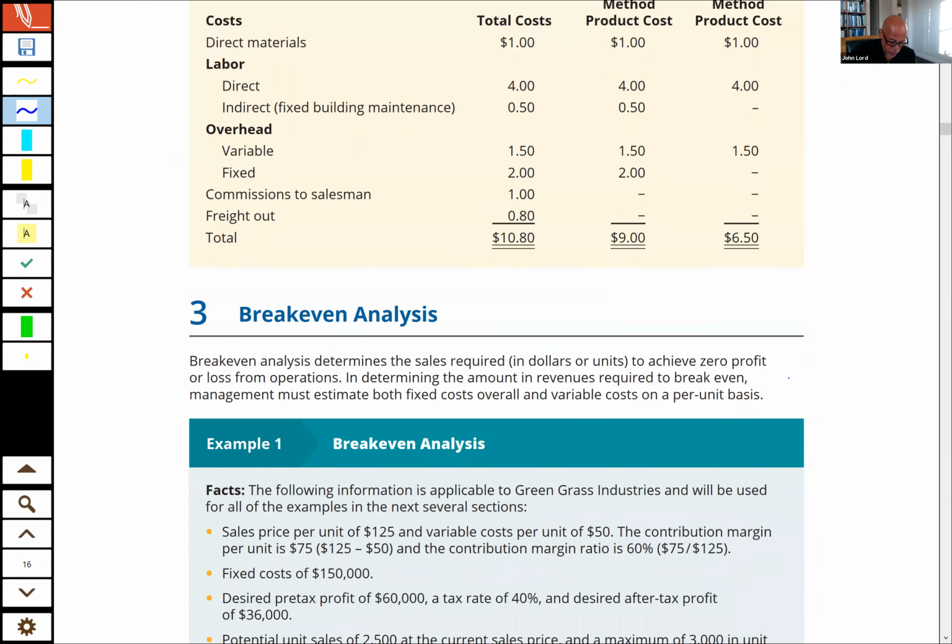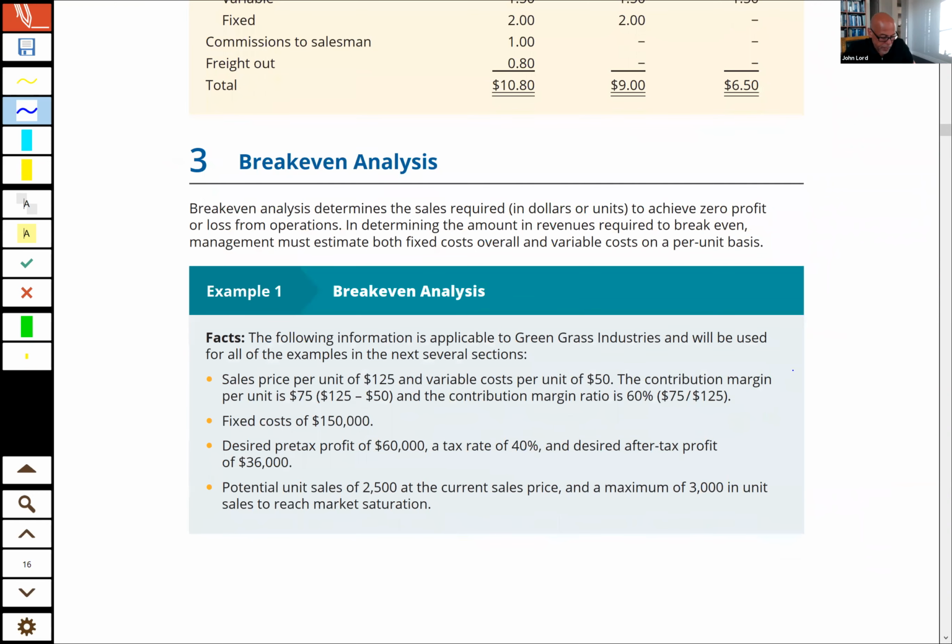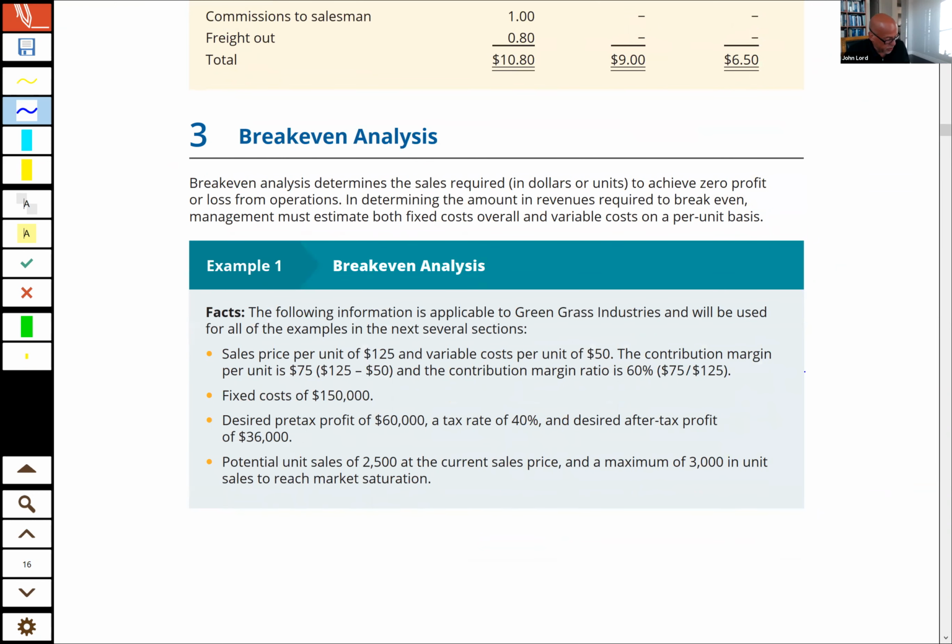Okay, good. Let's come over and take a look, and let's now start to talk about how we can use the contribution approach for some analysis, okay? So let's take a look at break-even analysis, and let's just look at the facts here. The following information is applicable to Greengrass Industries. Sales price is $125 per unit. Variable costs are $50 per unit. The contribution margin per unit, therefore, is 75.